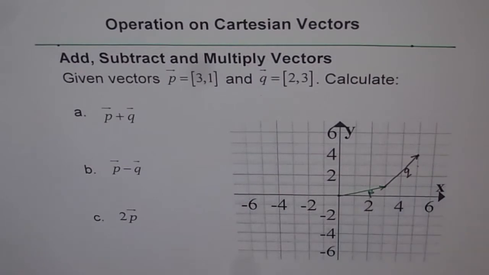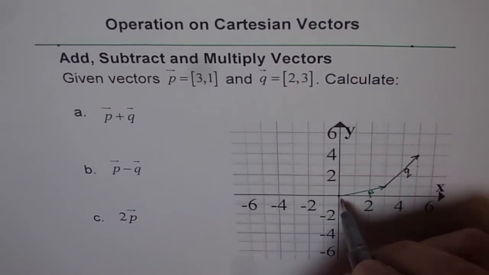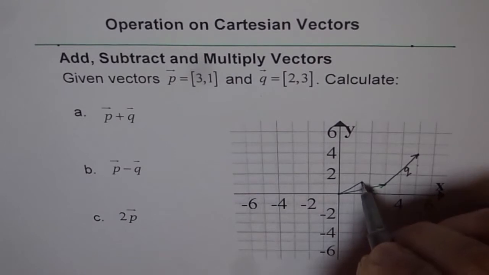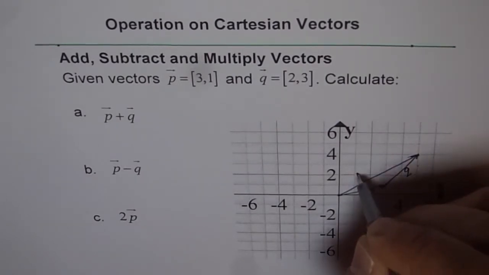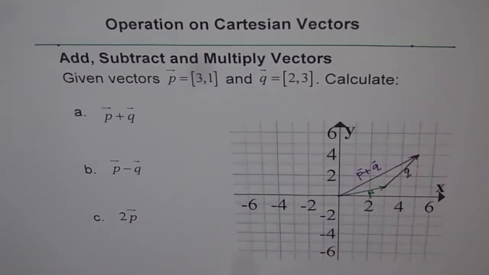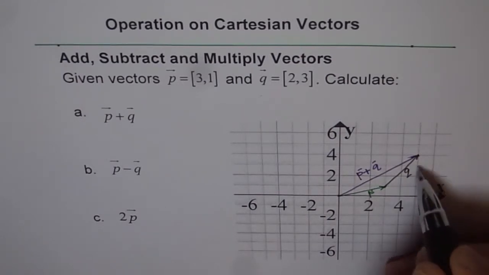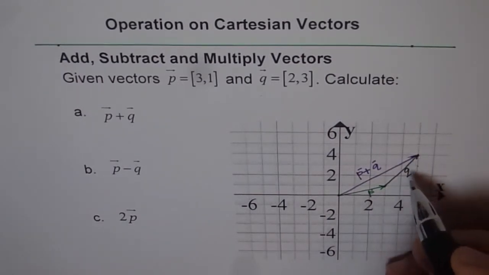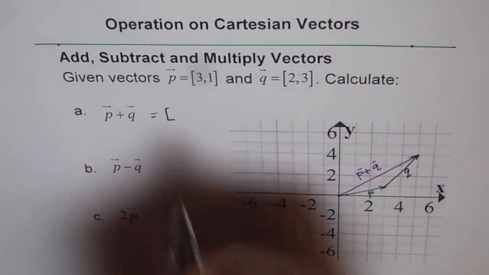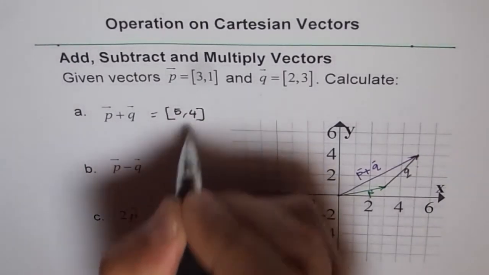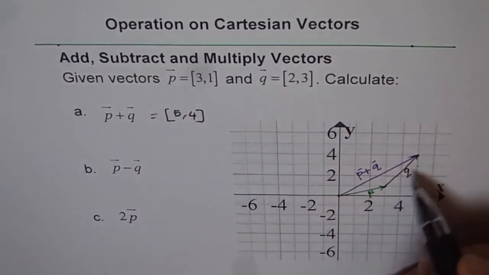Now p plus q will be the vector starting from the tail of p to the head of q, correct? So this vector becomes p plus q for us. Now from the grid we can see that the answer is (5, 4), right? That point is (5, 4). So we get p plus q as (5, 4). We used the triangular law on our grid and got the answer.